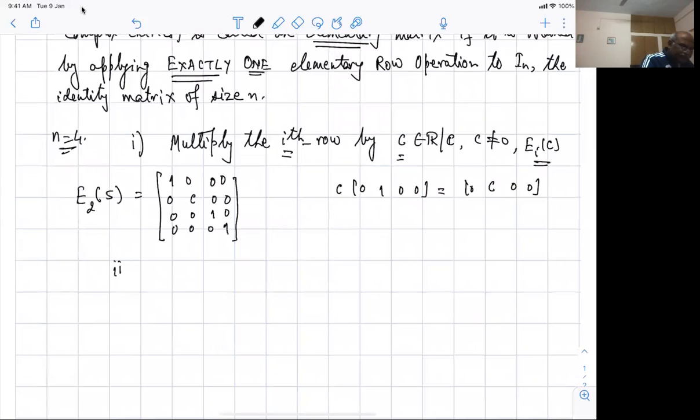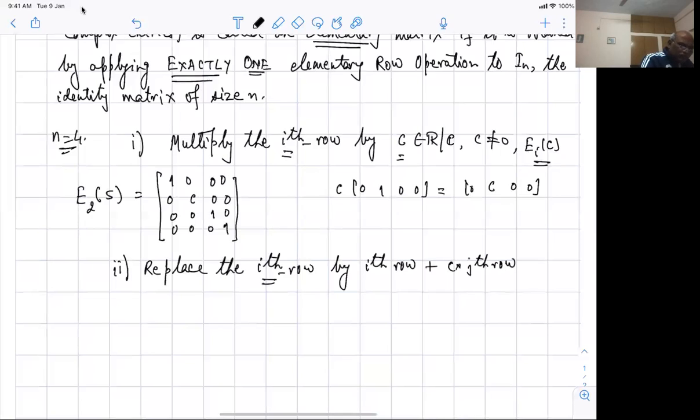Second is replace the ith row by ith row plus c times jth row. So I'm replacing the ith row. So I'll write E_ij, many books follow the other notation. So I'm replacing by multiplying by c. So I write like this, E_ij of c.